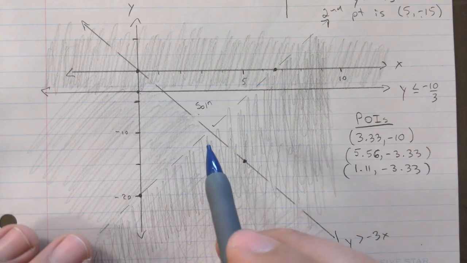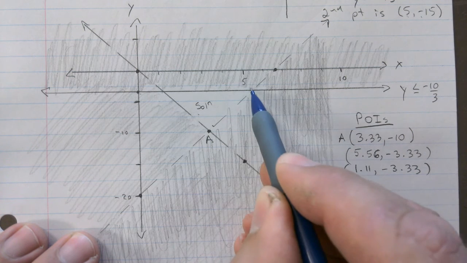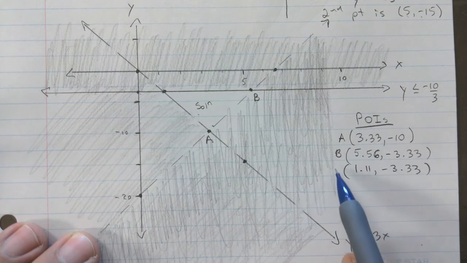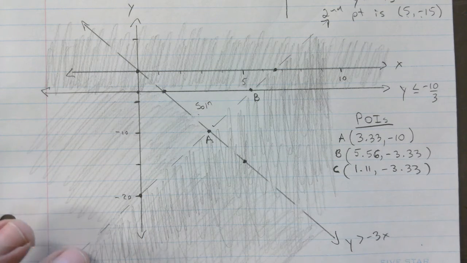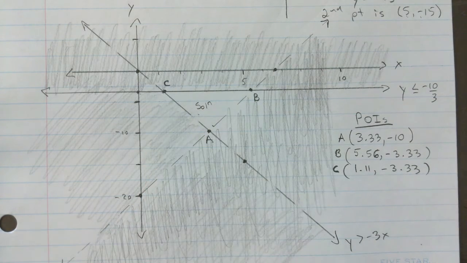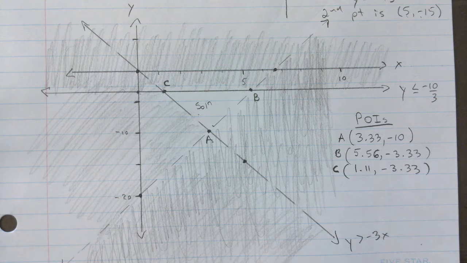So I don't know if you want to do this. This would be A. This is B. And this is point C. You don't have to do that, but just to tell yourself, that's where they come from. If you want to do it right on the graph, if you have room, I'm fine with that. But that's how you do a system with 3 inequalities.